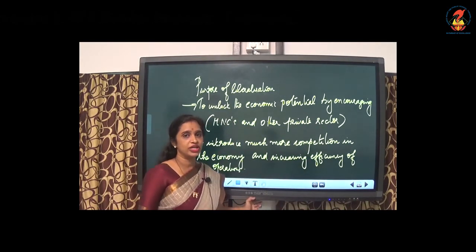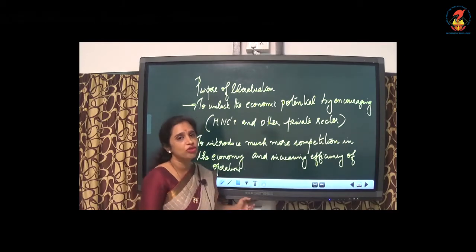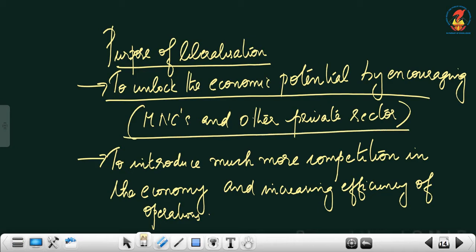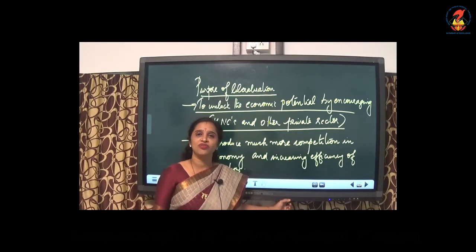Now with that objective, what purpose can the government fulfill? That is the next topic, the purpose of liberalization. With the objectives set for liberalization, what can be fulfilled by the government? First, the purpose is to unlock economic potential by encouraging MNCs and other private sectors. What do you mean by that? To unlock the economic potential. When we lock the economic potential, what will happen? An economy cannot grow.